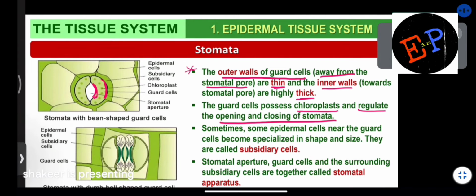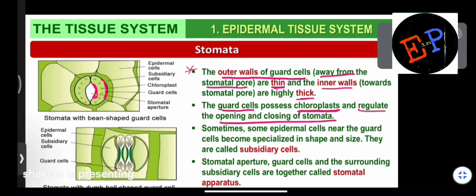So the opening and closing of stomata is regulated by whom? It is regulated by the chloroplast which is present in the guard cells. Are you able to understand? So in these bean-shaped or dumbbell-shaped guard cells, you will have chloroplast, and chloroplast is responsible for controlling the opening and closing of stomata.